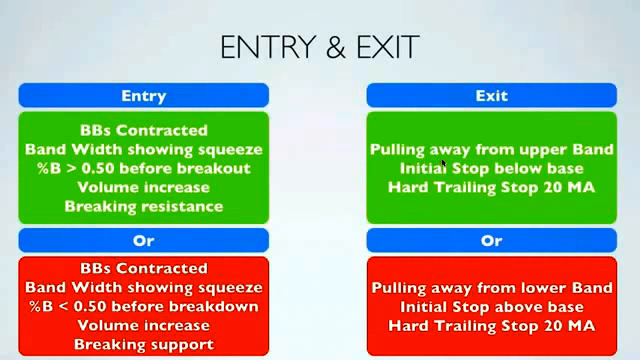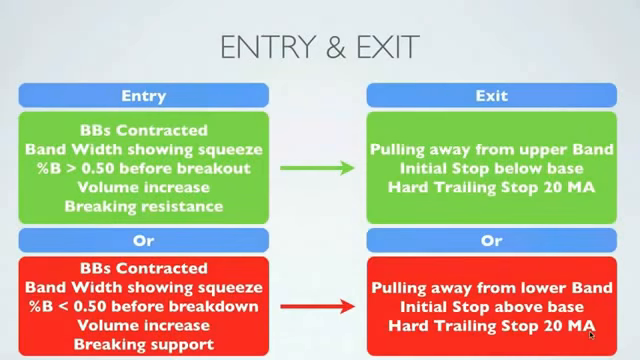For the exit, for a long position, when it's pulling away from the upper band, then you want to take some profit. Your initial stop is below the base of the breakout, and you have a hard trailing stop at the 20 MA. For the short setup, also pulling away, but from the lower band instead. And your initial stop is above the breakdown base, and a hard trailing stop, the 20 MA.